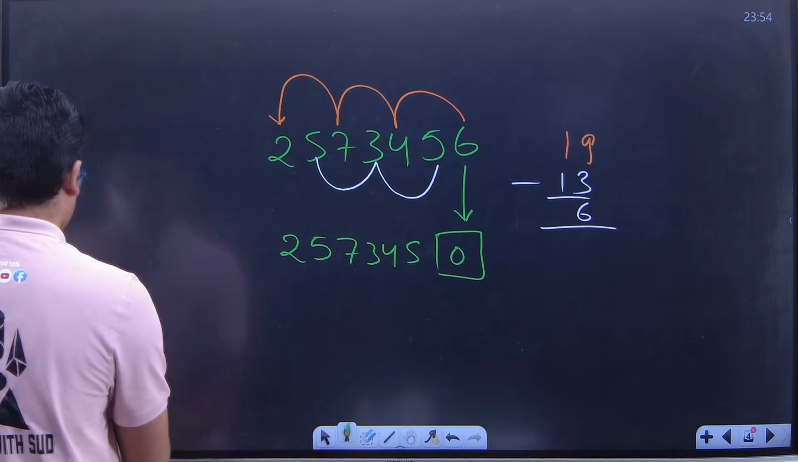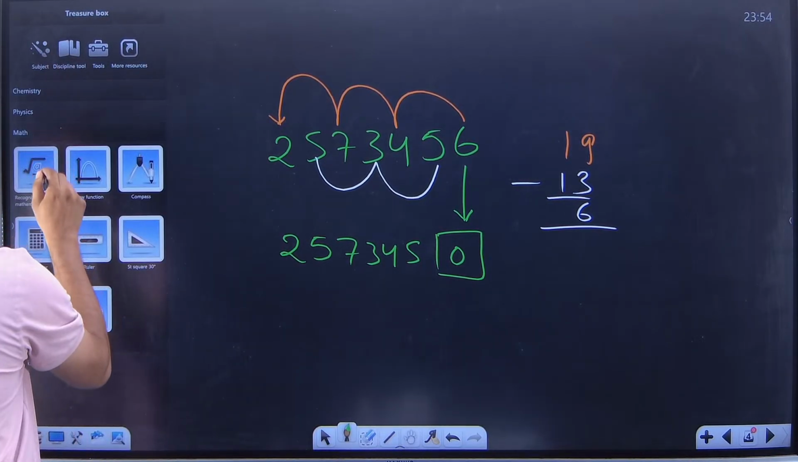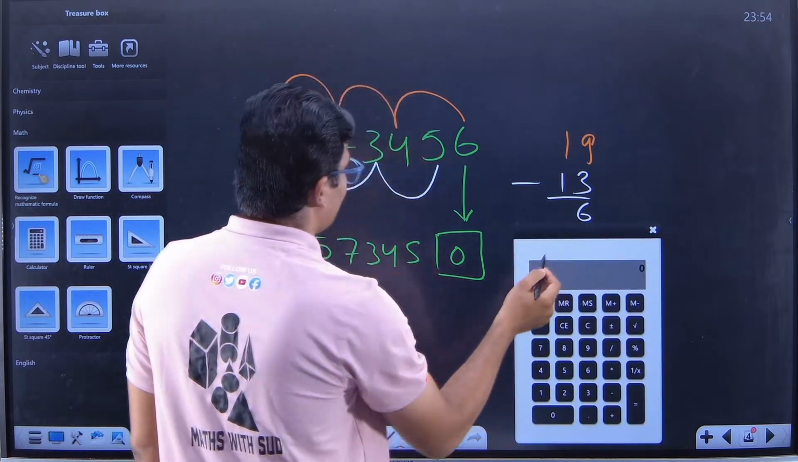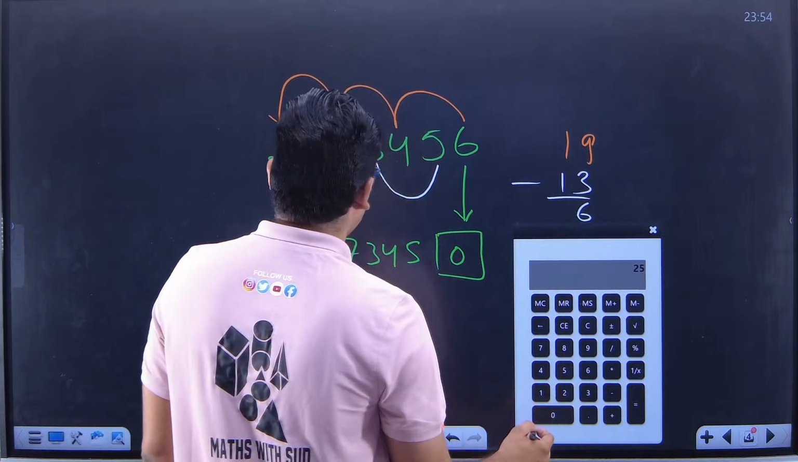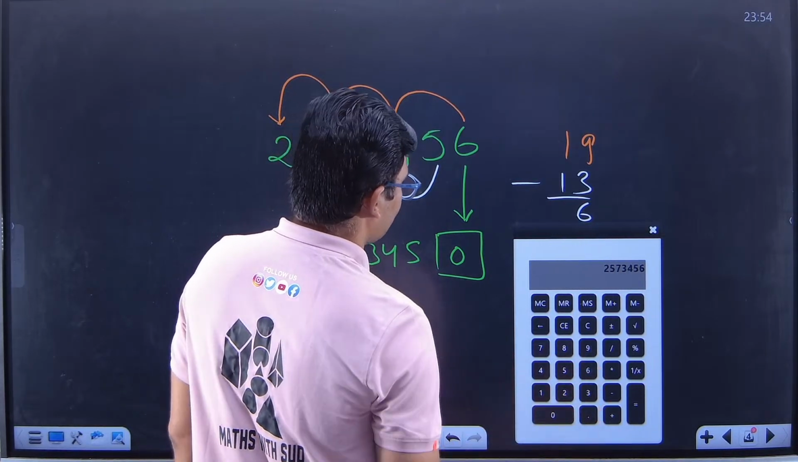Let us check it as well. So I will check in front of you, so that there is not an iota of doubt. I hope this is visible to you. Yes. So I am writing the number 2, 5, 7, 3, 4, 5, 6.